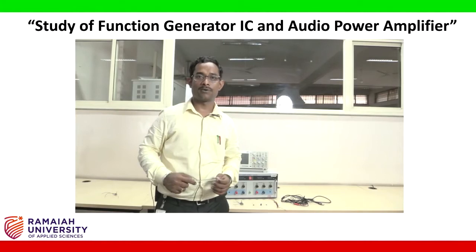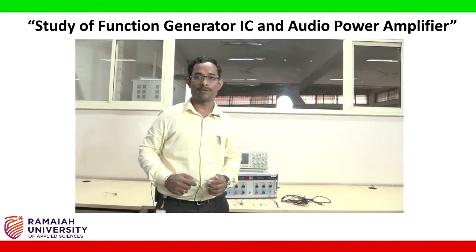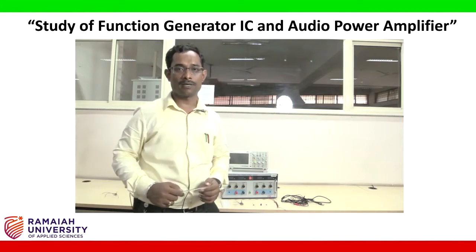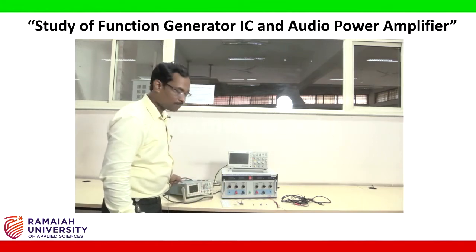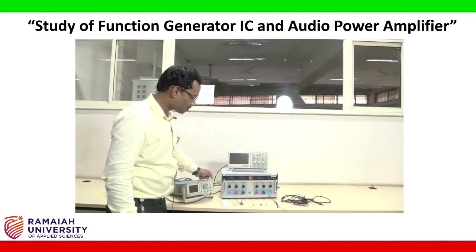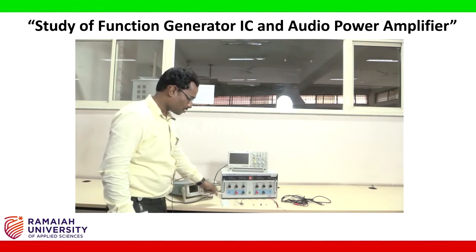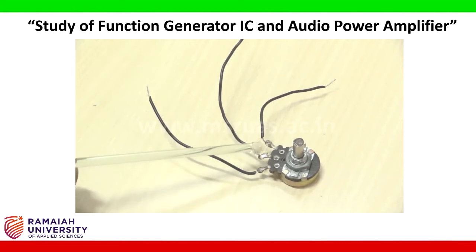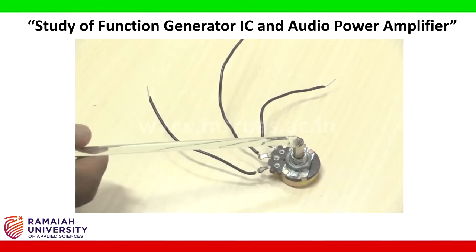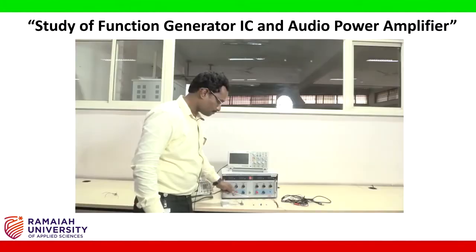Dear students, now I am going to discuss the experiment of audio power amplification by using an IC LM386. The components required for this experiment are signal generator, DC regulated dual power supply, digital oscilloscope, circuit board, and 10K pot. This is the 10K pot I am going to use in this experiment. It contains 3 terminals and 1 knob. This knob I can use for the voltage adjustment.